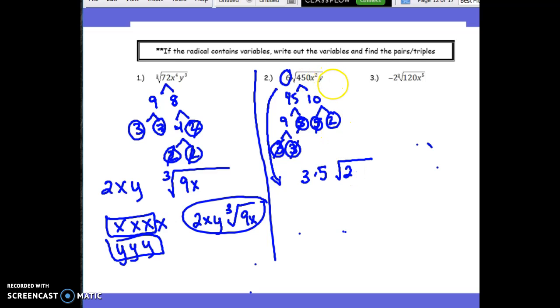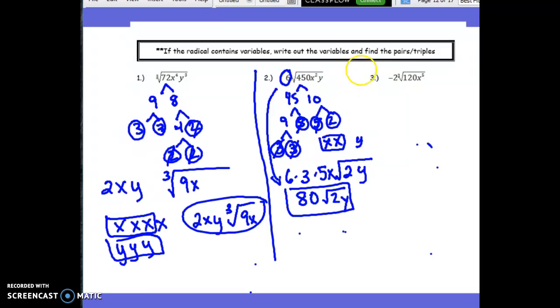We're going to look at x squared and y. So we've got x squared, 2 x's, so that would come out, and then we've got 1 y, so that would be left over inside. Now that 6 comes down, and it gets multiplied. So we multiply all of the numbers together, and we get 18 times 5, which is going to be 90. Then what's underneath the radical would be the 2 and the y. So that would be it in simplest radical form.